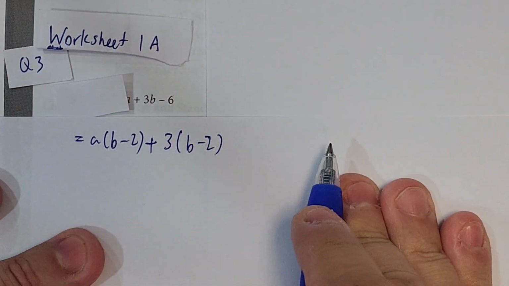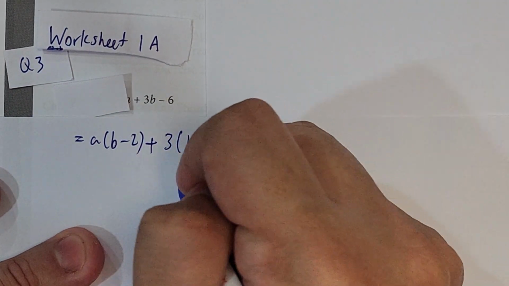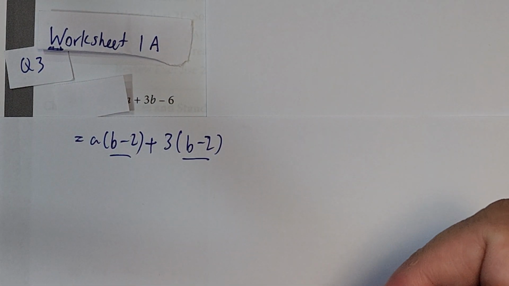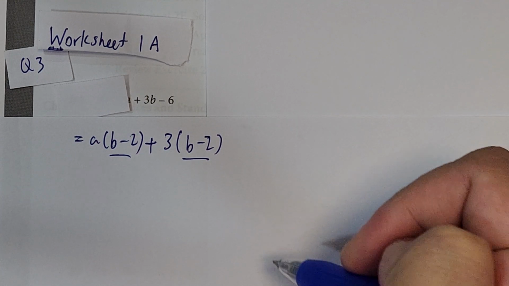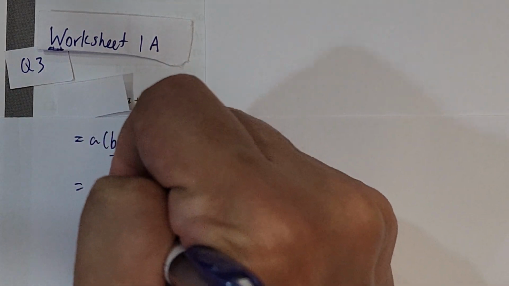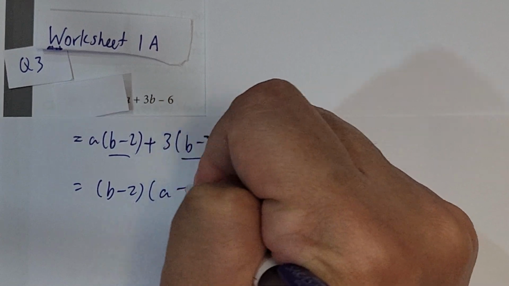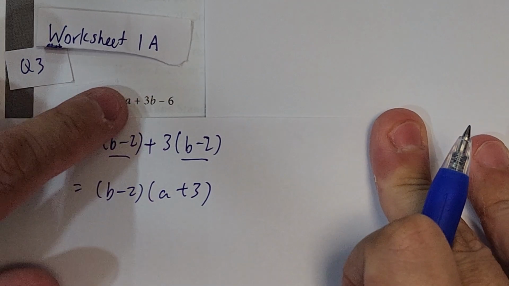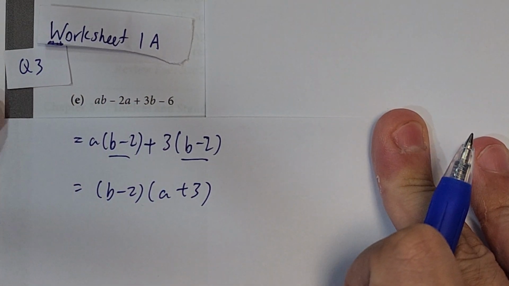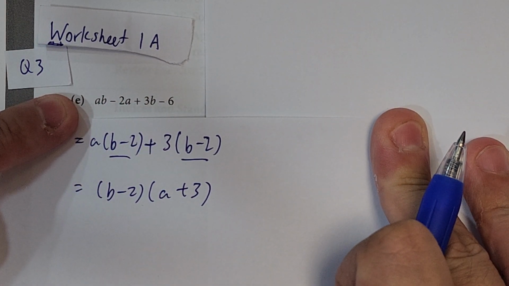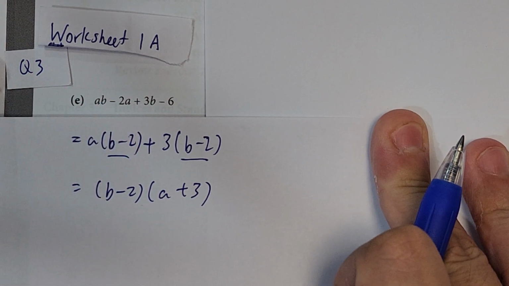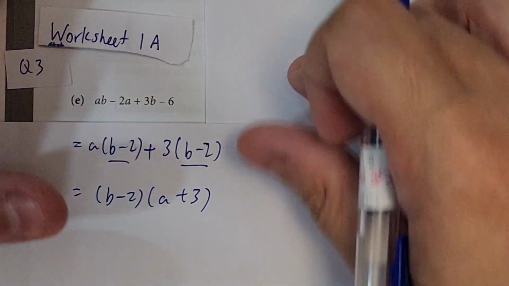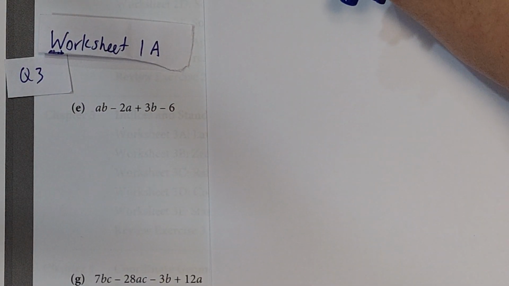After you factorize correctly, you realize that the brackets are the same. Then it's like question 2 of this worksheet: you can factorize out the B minus 2 and be left with A plus 3. Basically, the main idea here is to focus on 2 terms at a time, not looking at all 4 at once. That's factorization by grouping.